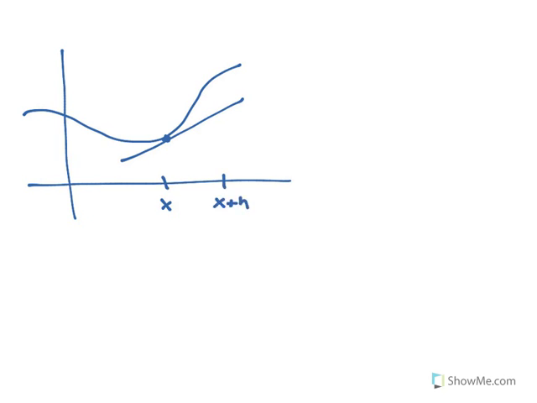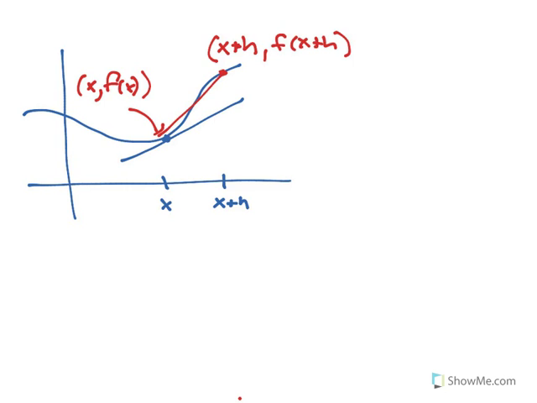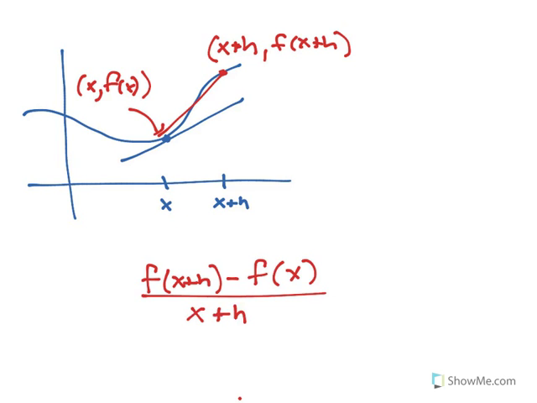And the points on the graph would be, this point would be x, f of x. And this point would be x plus h and f of x plus h. And what we would do is find the average slope between those 2 points right there. So it would be f of x plus h minus f of x over x plus h minus x.